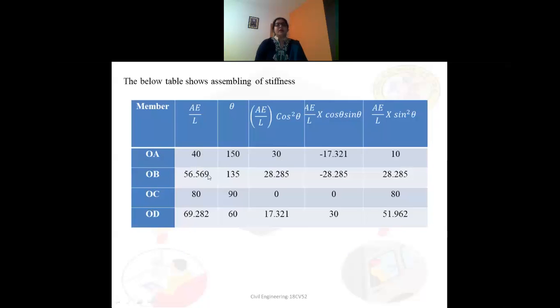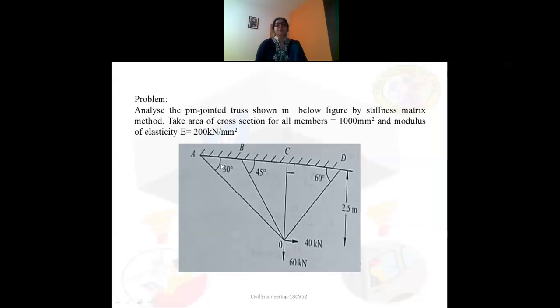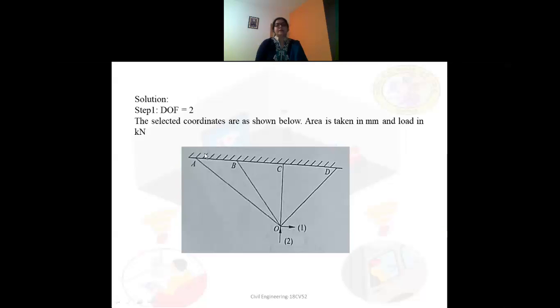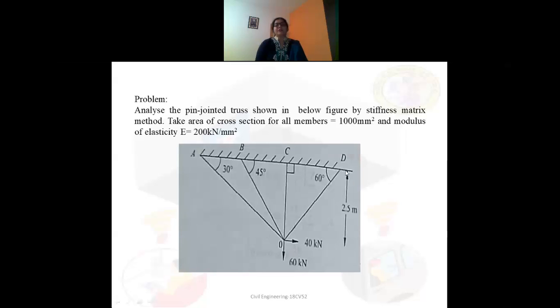So for member OA, AE by L, what is A? It is 1000 millimeters square. E value is 200. How much we had got? 200 kilonewton per millimeter square. Length is how much? What is the length of the member? Length of the member is 2.5 meter, which is the vertical height.